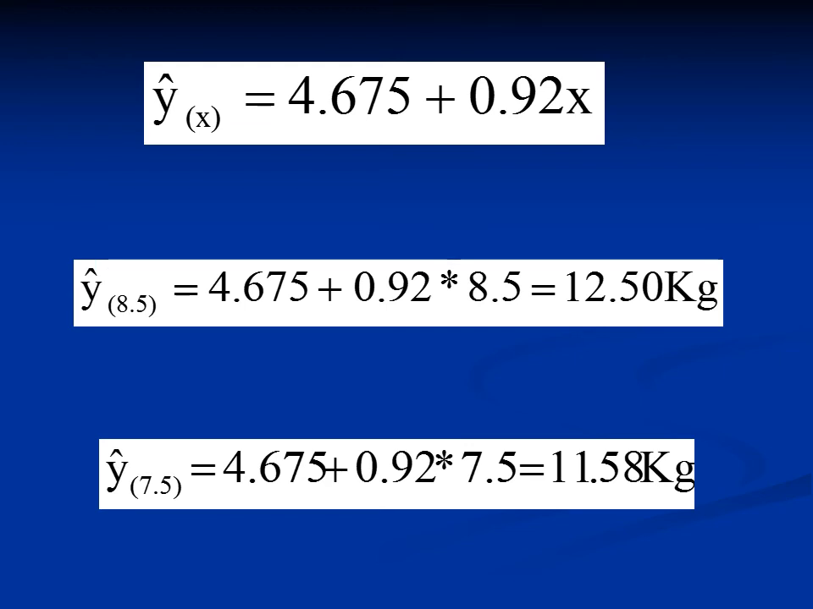If you want to do prediction, we just have to replace the value of x with what we're trying to predict, and then we are able to get the answer. So in this case, we're looking at age 8.5. We're trying to predict the weight of a person who is 8.5. So we use the prediction line, and we multiplied 0.92 times 8.5, and then we added the intercept, and that gave us 12.50 kilograms.